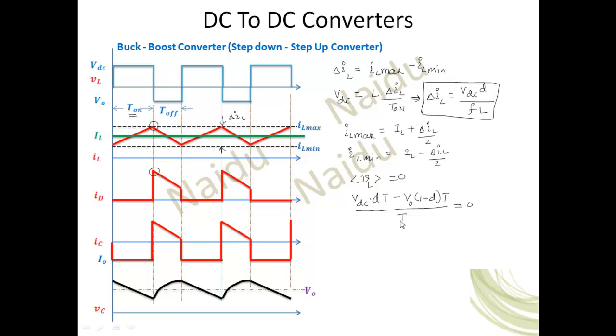Now you can see that this T gets cancelled, then VDC into D equals V naught into (1 minus D), because I'm taking this side positive. So from this you can see V naught equals D by (1 minus D) into VDC. This is the average voltage equation for the buck boost converter.